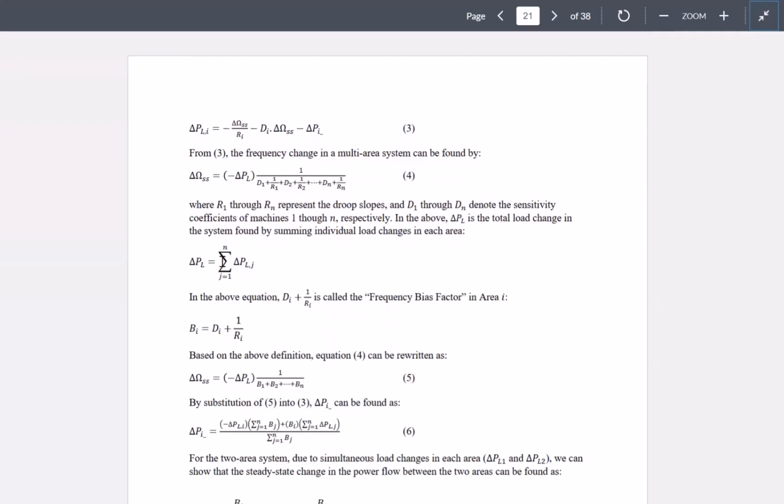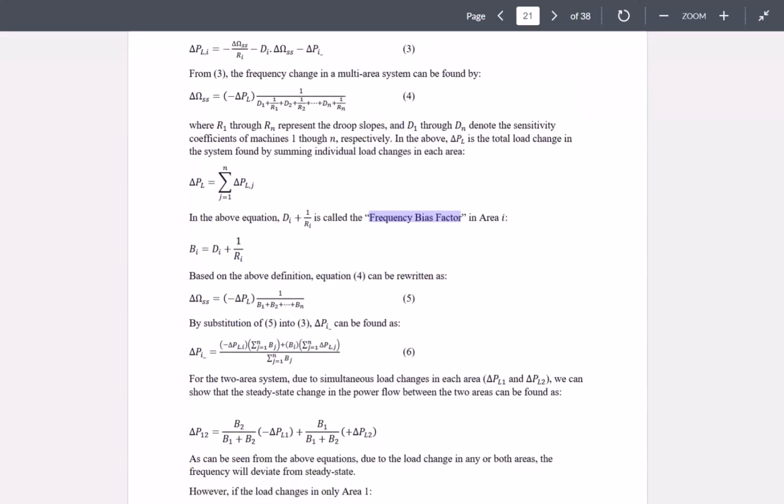And delta PL in general would basically be the sum of delta PL in each area in the system. And you can see that you have D1 plus 1 over R1, D2 plus 1 over R2, and so on and so forth. If you call Di plus 1 over Ri as Bi, the frequency bias factor, then delta omega under steady state conditions could be simplified as equation 5, okay?